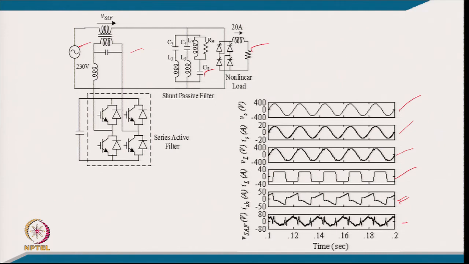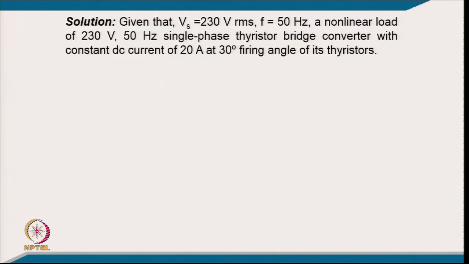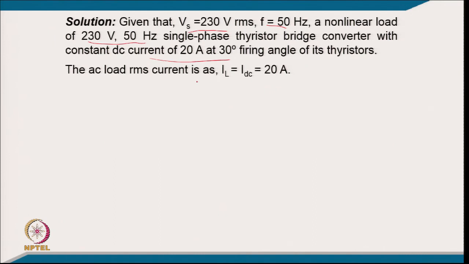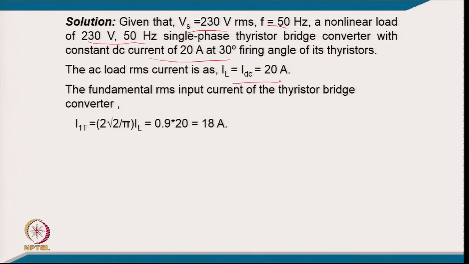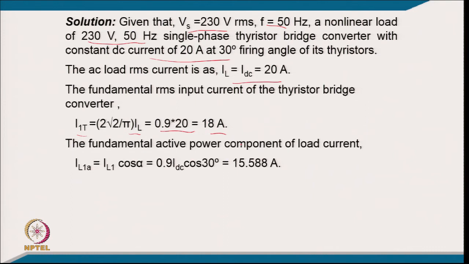After getting this waveform, we can have a numerical portion of it. Given Vs equal to 230 volt, frequency 50 hertz, a non-linear load of 230 volt 50 hertz, a single phase thyristor bridge converter with constant DC current of 20 ampere at 30° firing angle of the thyristor, the AC load RMS current is IL equal to IDC of 20 ampere, and the fundamental current of this square wave will be IL1 equal to 2 root 2 upon pi IL. So, it will be 18 ampere. The fundamental active power component will be IL1 cos alpha equal to 0.9 IDC, that is IL1 into cos 30, and that is 15.588 ampere.